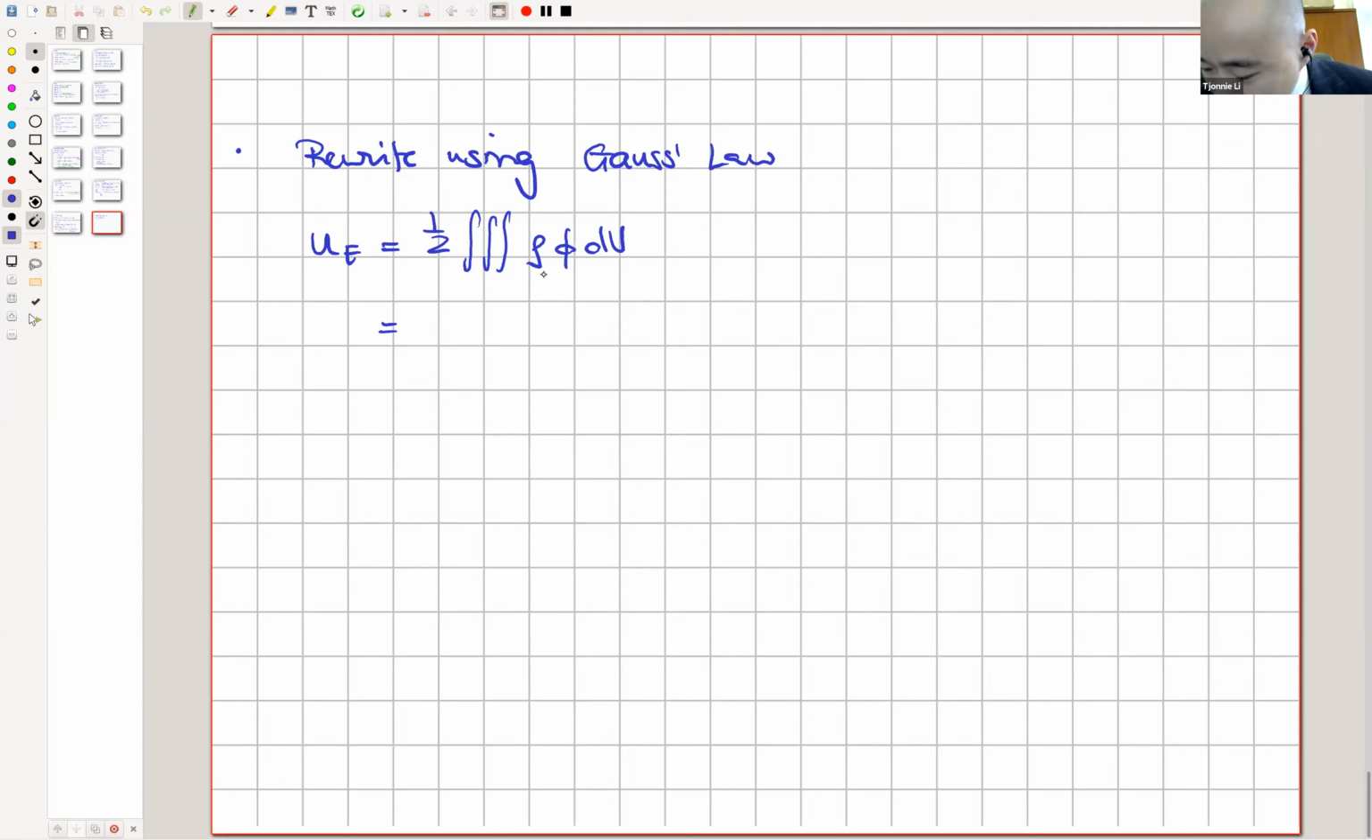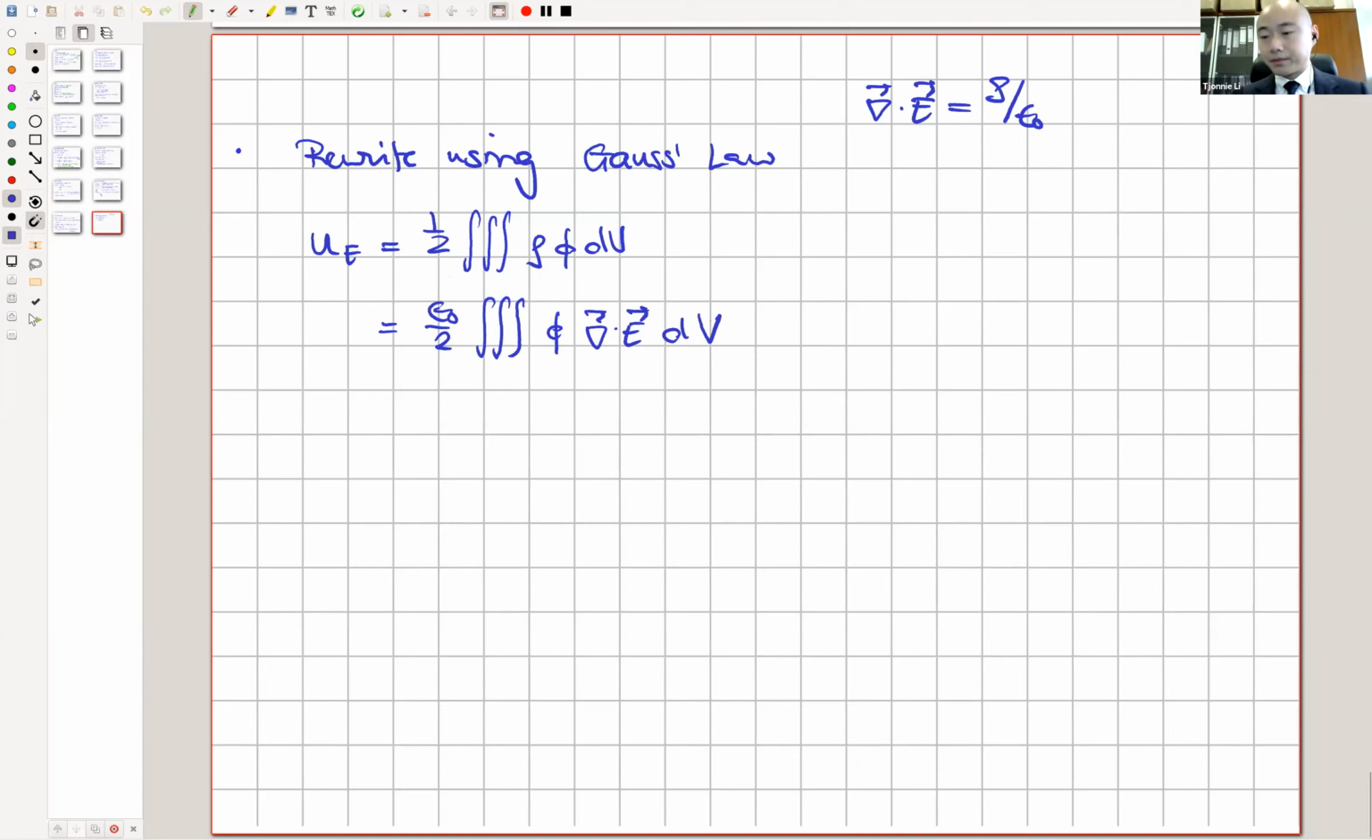So this here, rho, I can now write what I had before was indeed that the divergence of E is rho over epsilon naught. Indeed, this is epsilon naught over 2 integral of phi times the divergence of E dV. And now I can do some differential operator manipulation that, hopefully, we're starting to get more and more familiar with, especially since the last few lectures.